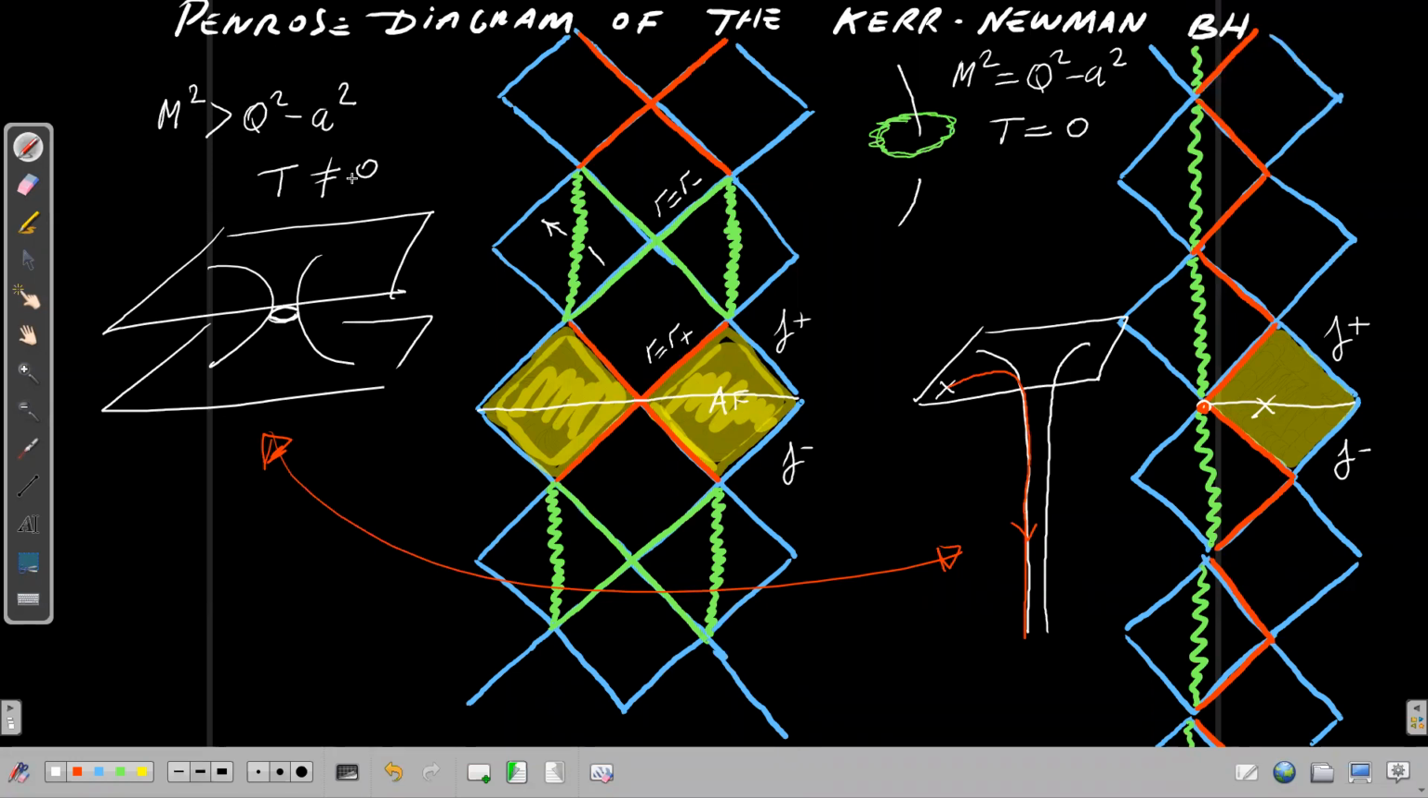There are two questions, Alejandro. The first is, can you briefly point out the topological identifications while going from the Carter-Penrose diagram to the topological pictures you show in the two cases?